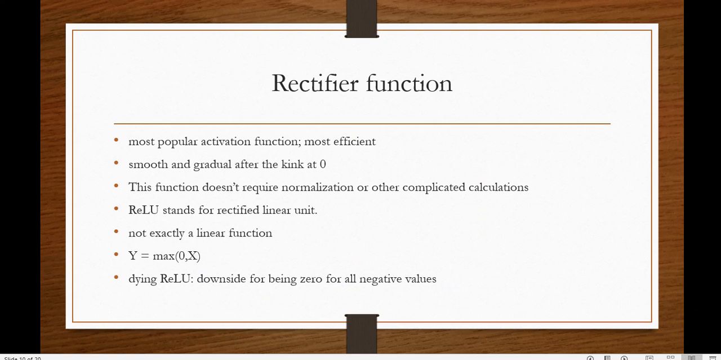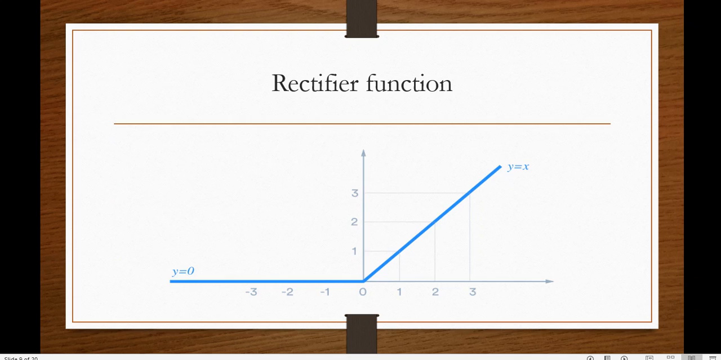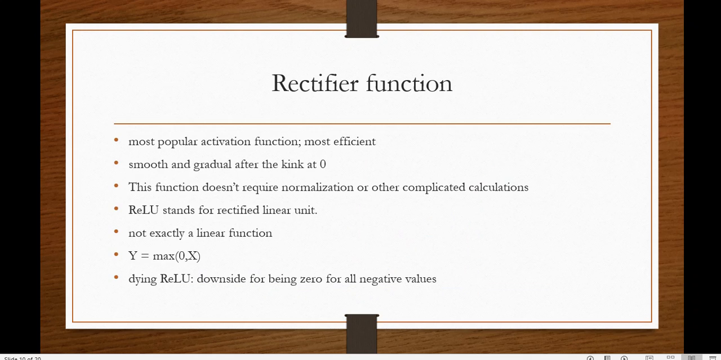Smooth and gradual after the kink at 0. So when you reach 0, and then move along the positive axis, you can see that it is smooth, because it is a straight line, and whenever you make some change in the x value, you get a reflection in the y value very prominently, very clearly. This function does not require normalization or other complicated calculations because it is a very simple function.